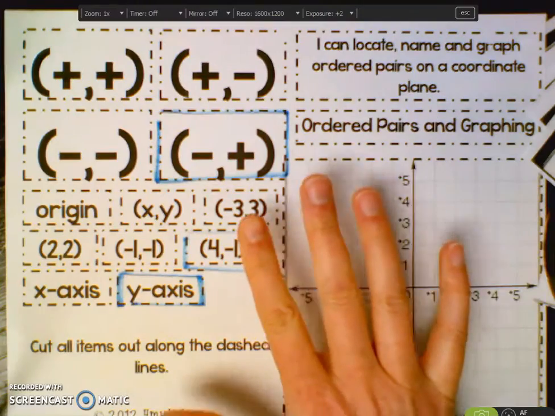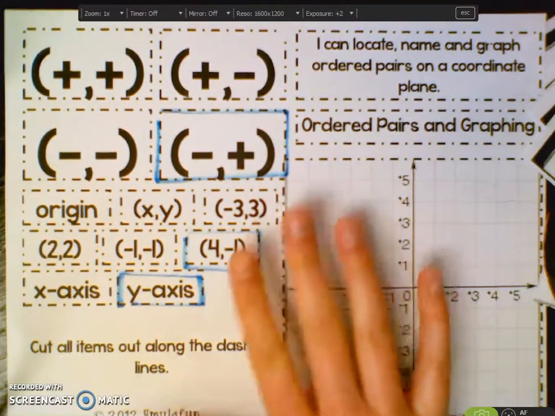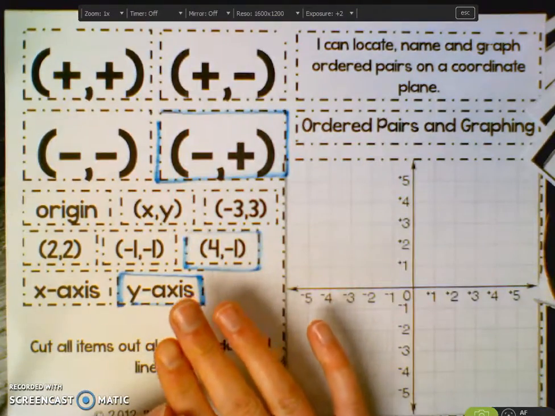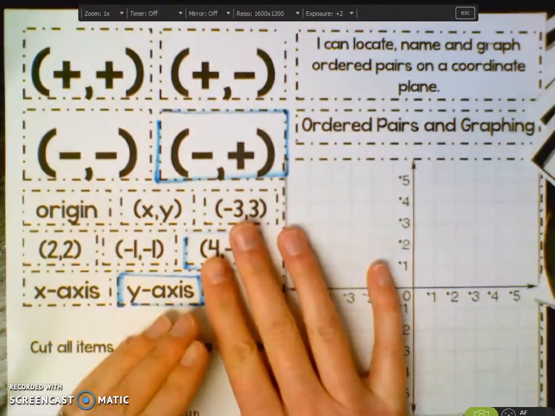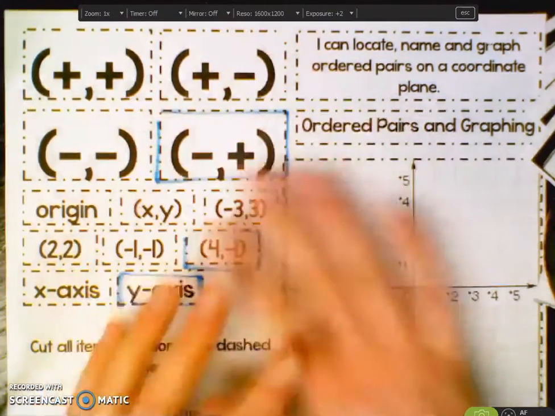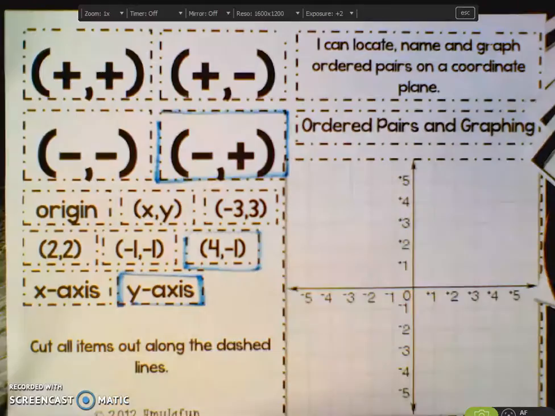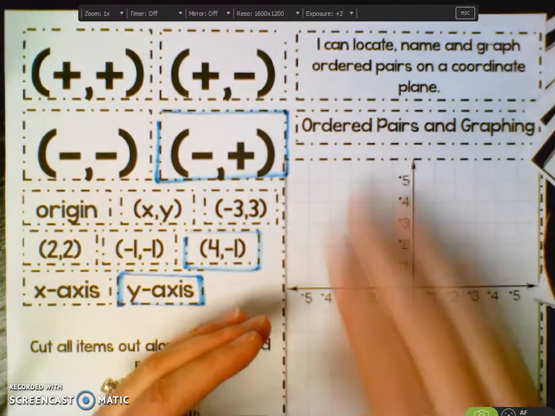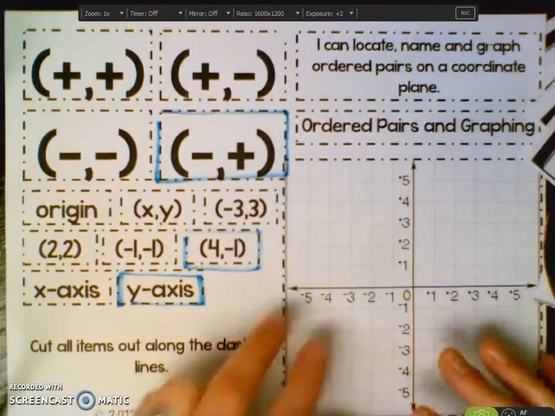Make sure that you don't lose any of these pieces because there's going to be lots of them. You may also want to pause my video right now so that you can cut all of these little pieces out and then resume the video after all these are cut out. Okay, here we go.